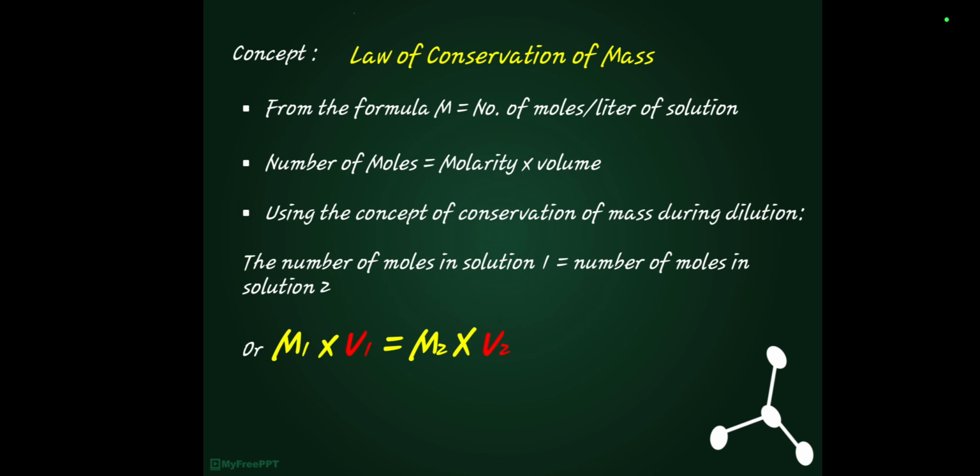So, in the law of conservation of mass, of course, calculations are presented. The formulas are here. From the formula for M, which, as we all know, is the number of moles per liter of solution, the number of moles is equal to molarity times volume. Using the concept of conservation of mass during dilution, the number of moles in solution 1 equals the number of moles in solution 2. So meaning to say, the constant formula for the dilution process in the concept of the law of conservation of mass is M1 multiplied by V1 equals M2 multiplied by V2.